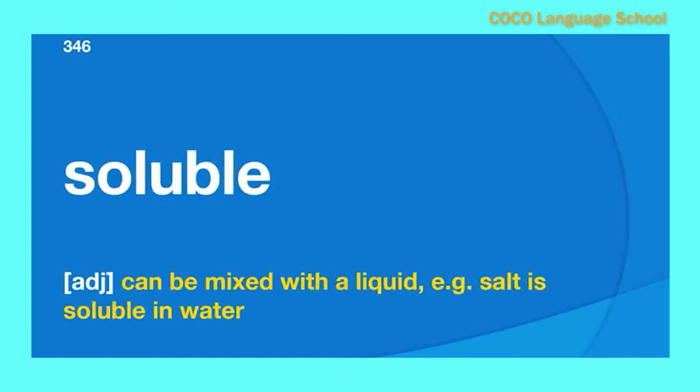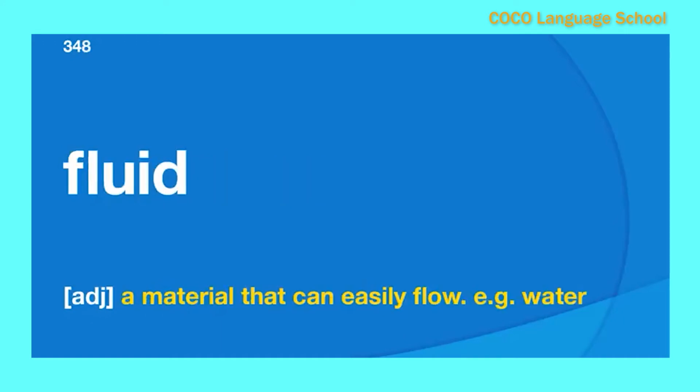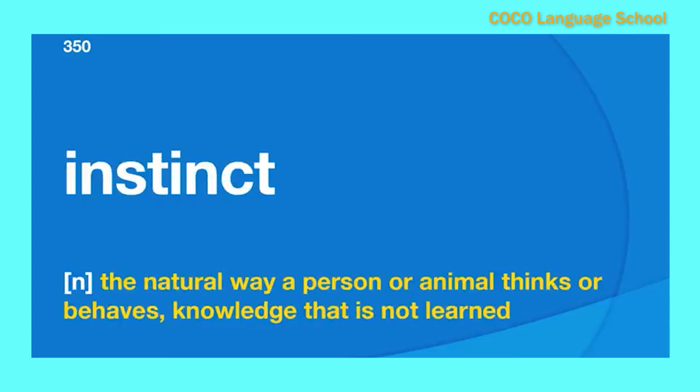Can be mixed with a liquid, for example salt is soluble in water. Soluble. Bringing about, or causing. Induction. A material that can easily flow, for example, water. Fluid. Hot and humid near to the equator. Tropical. The natural way a person or animal thinks or behaves, knowledge that is not learned. Instinct.